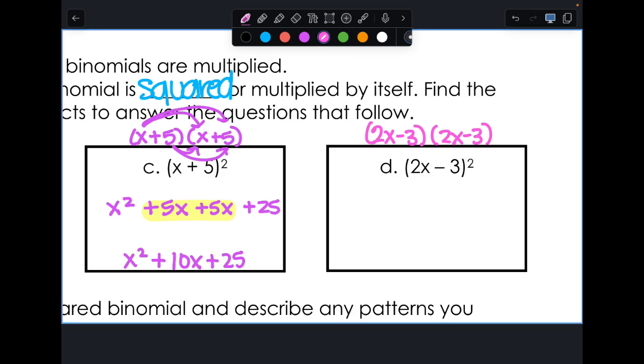Okay. 2x times 2x, 4x squared. Why was I going to write 2x squared? 4x squared. 2x times negative 3, negative 6x. So then negative 3 times 2x, negative 6x. And then negative 3 times negative 3, 9. Add the middle 2.